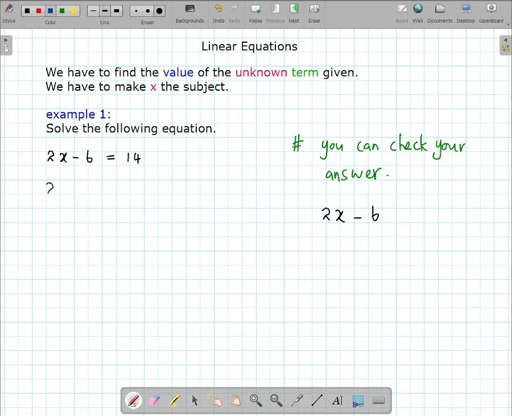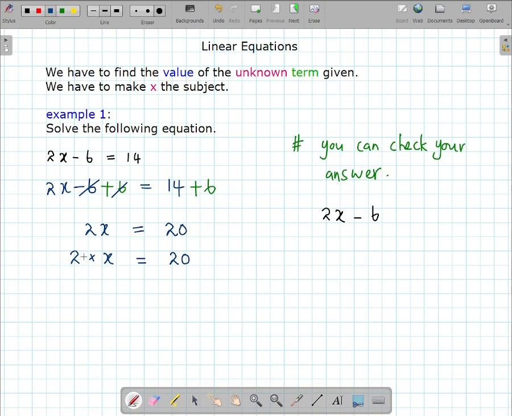So I write 2x minus 6 add 6 equals 14 add 6. Then minus 6 plus 6 get cancelled. 2x only remains on the left hand side. So 2x equals 14 plus 6, that is 20. Okay, now 2x means 2 times x equals 20. So we don't need 2x, we need x only.